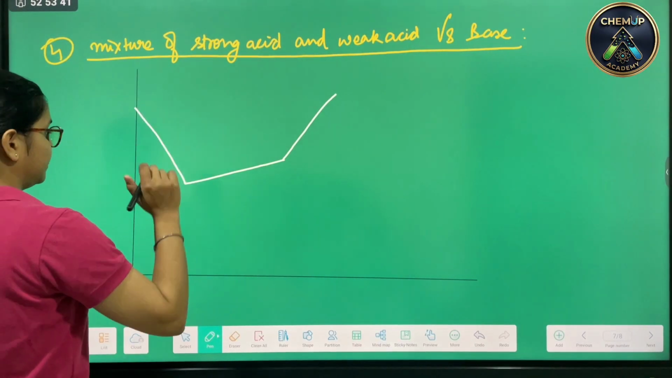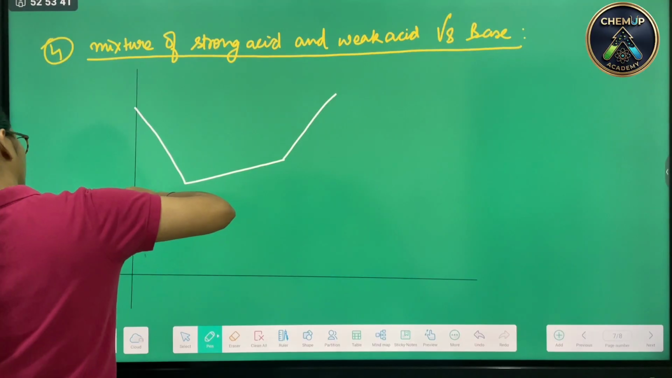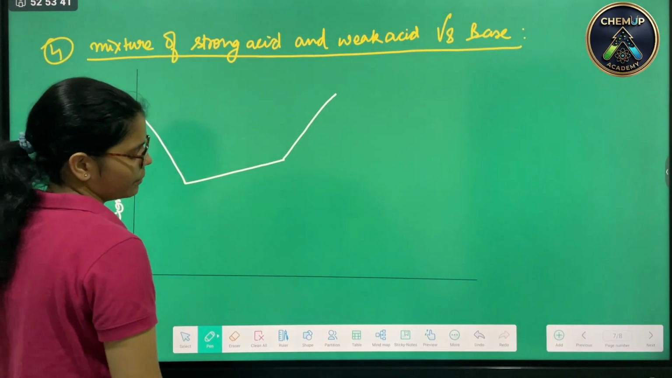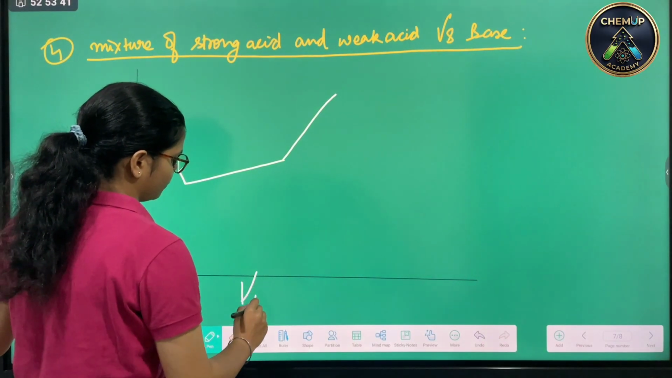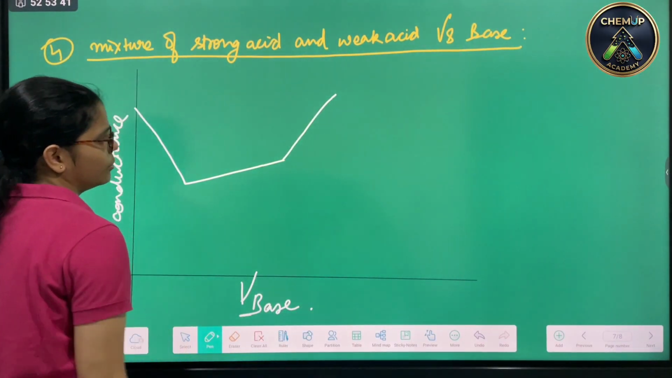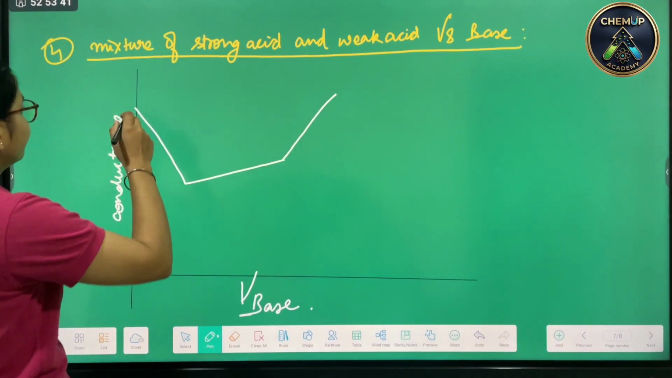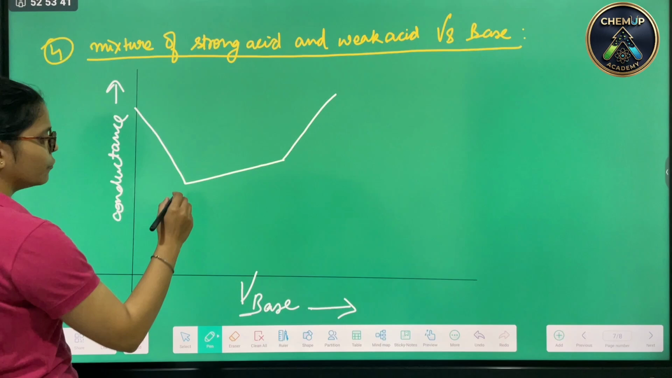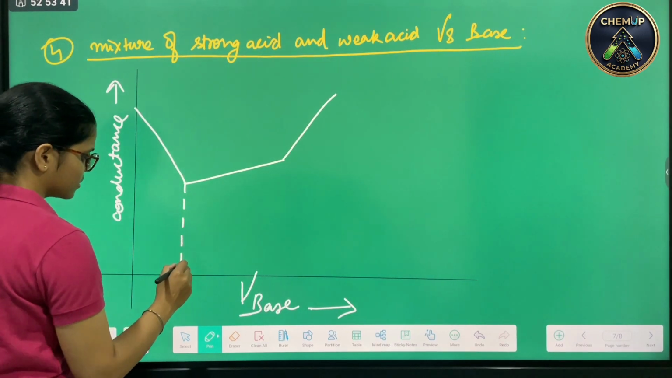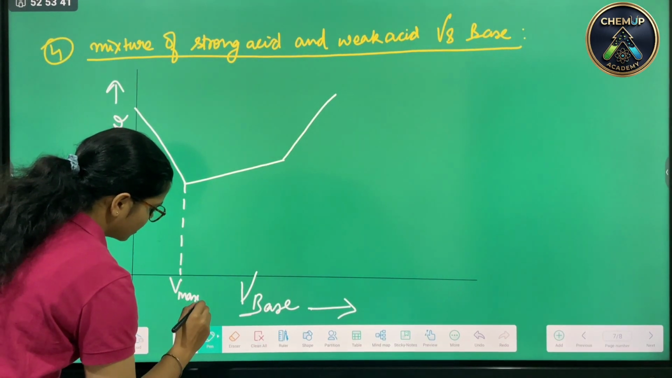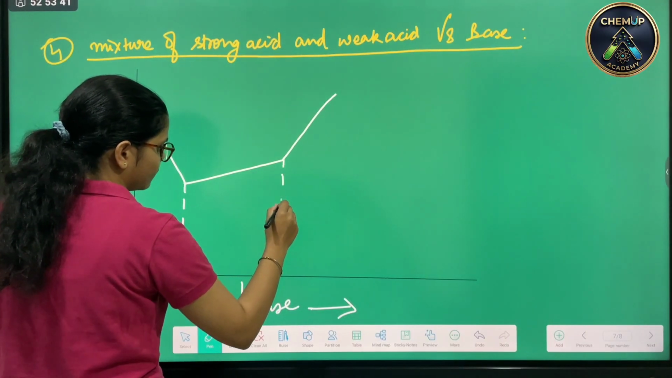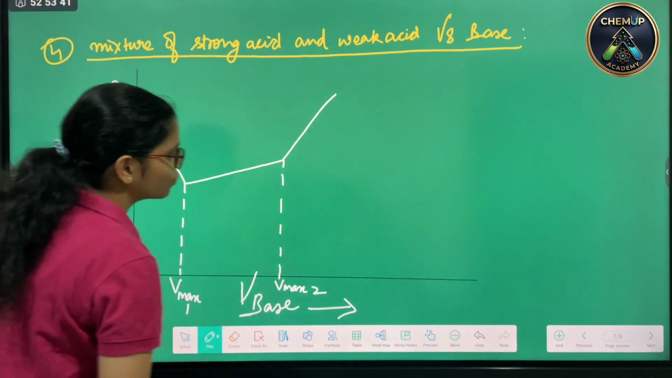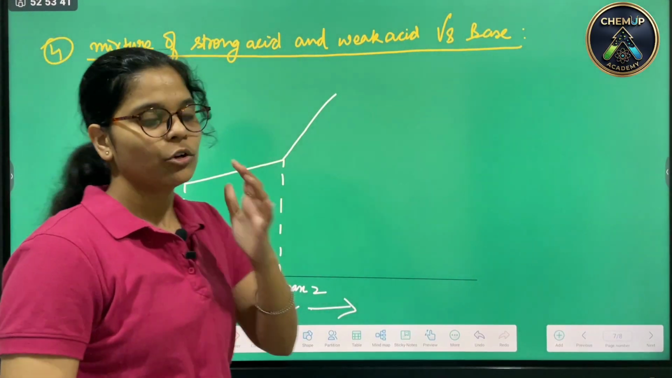Okay, here again your conductance shall be there. You can mention conductance and you can mention volume of base. Now what is happening? Why are we getting two equilibrium points? Why are we getting two V maxes? V max 1 of this, and here we have V max 2.